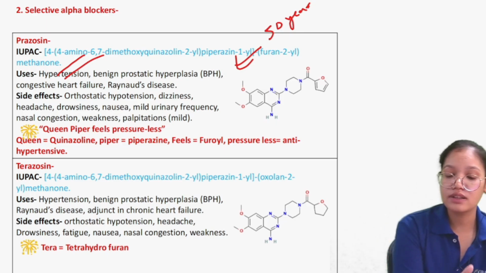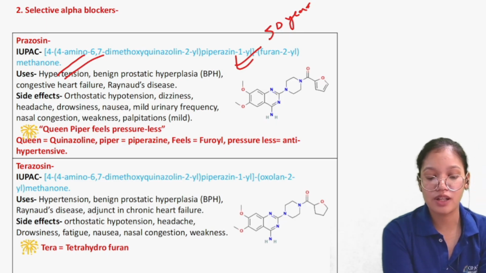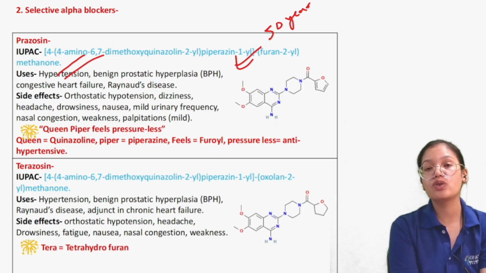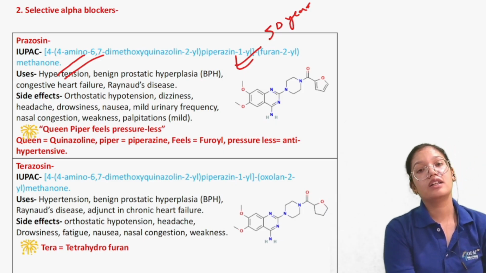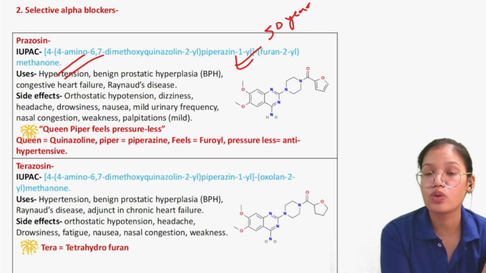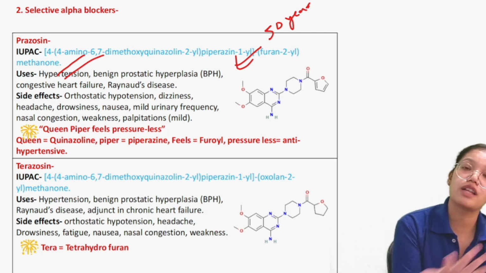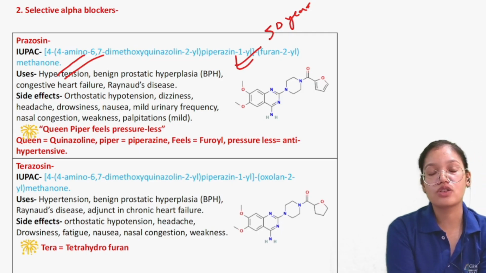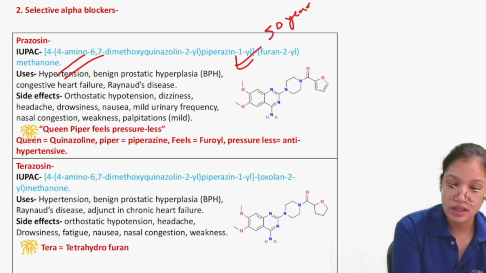Okay, so that is the benign prostatic hyperplasia. Then we have congestive heart failure, for which it can be used. Raynaud's disease, again the vasoconstriction in the fingertips. Due to that, bluish fingers can be seen. The tips of the fingers can turn bluish due to low oxygen. So that is Raynaud's disease.